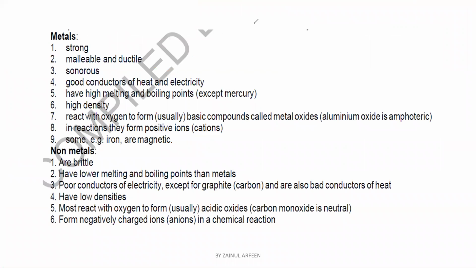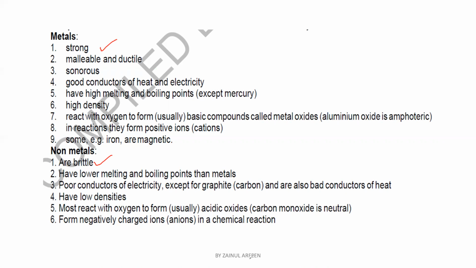What are the properties of metals and non-metals? Metals are strong, whereas non-metals are brittle. Brittle means that by applying a small force, if you can break a substance, you call it brittle. For example, glass. Glass is a brittle object.